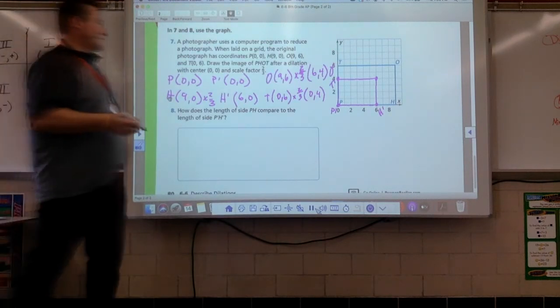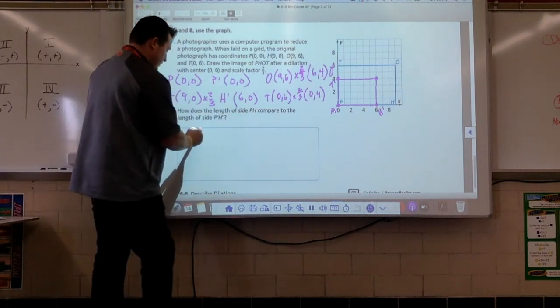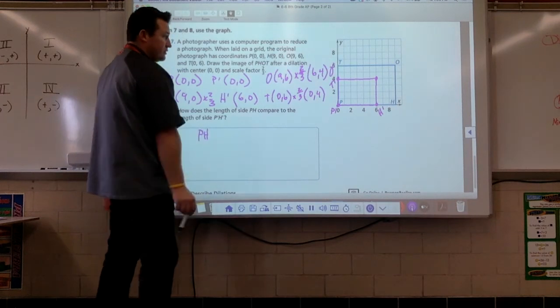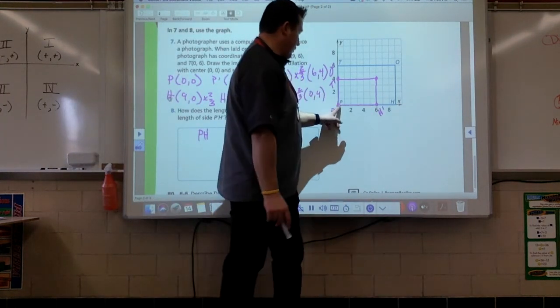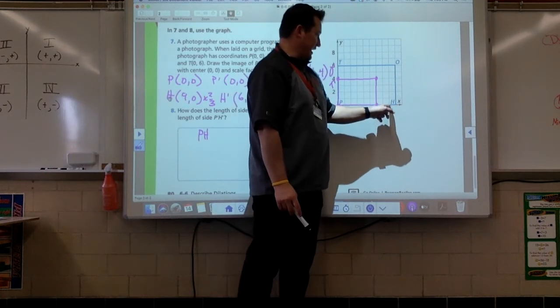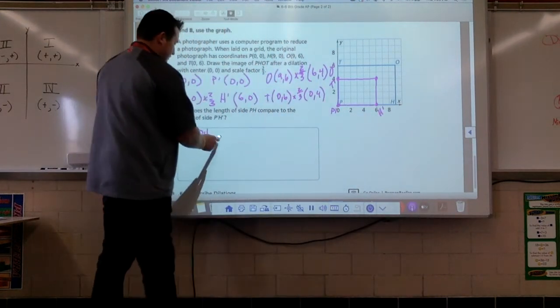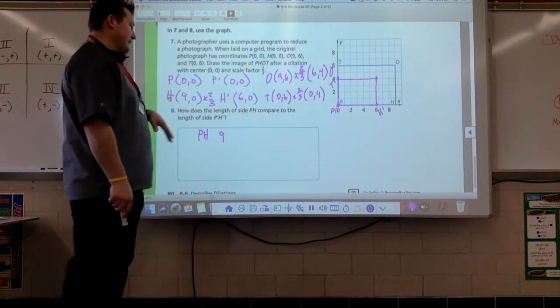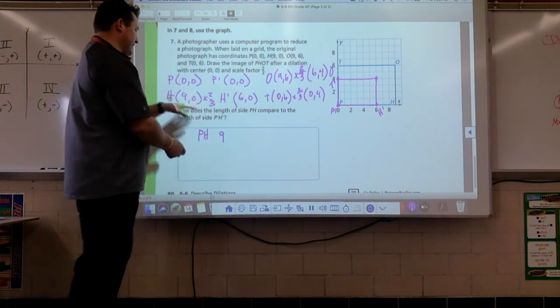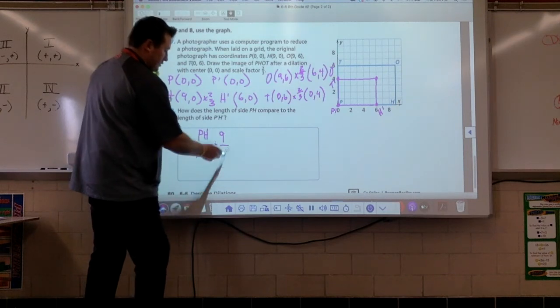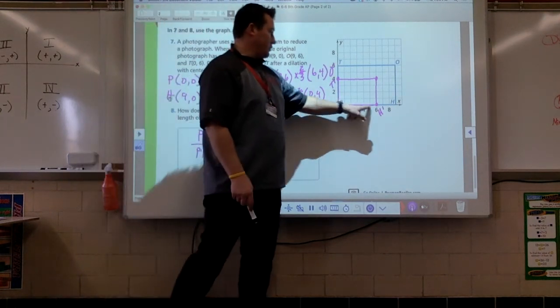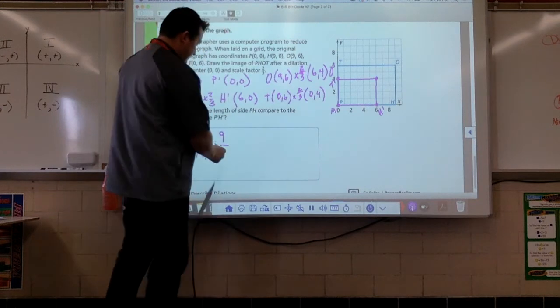How does the length of side PH compare? Well, guys, what's the side length of PH? That's from the origin all the way out here. No, that's not 8. That's really 9. So 9. How does that compare to the side length of P prime, H prime? Well, P prime, H prime, right here. That's only 6.